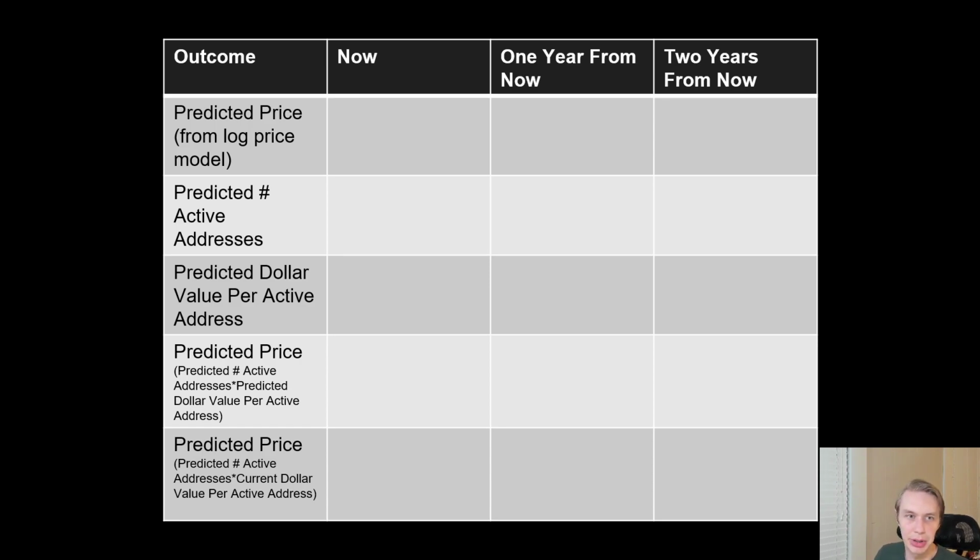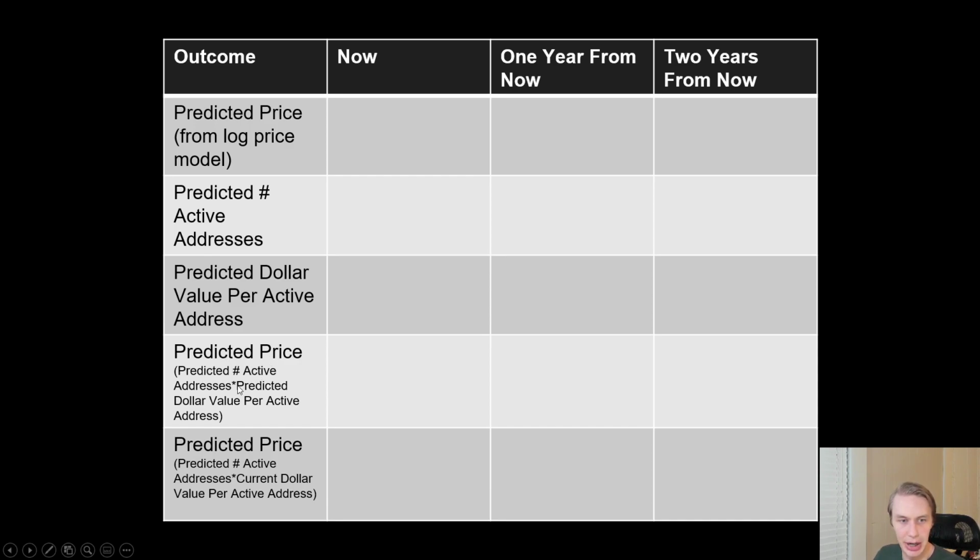So with this table here, what I'm going to show you is these different outcomes. First, the predicted price from the log price curve model. That's simply taking the price action of Bitcoin, fitting a logarithmic curve to it, and using that as your predictor of fair value across time. Then we have the predicted number of active addresses from that logarithmic regression that I showed you earlier. We have the predicted number of dollars per active address, which is that linear green line I showed you earlier. And then we can have different ways of predicting price based on some of these metrics. So this is going to be predicted price. This is basically that second model I showed you for predicting price.